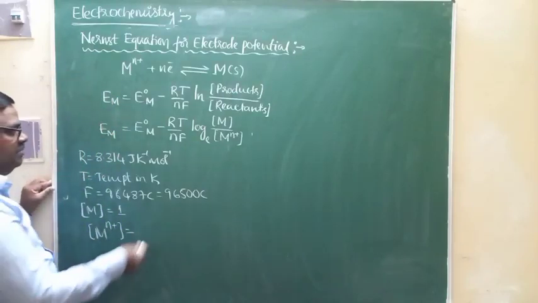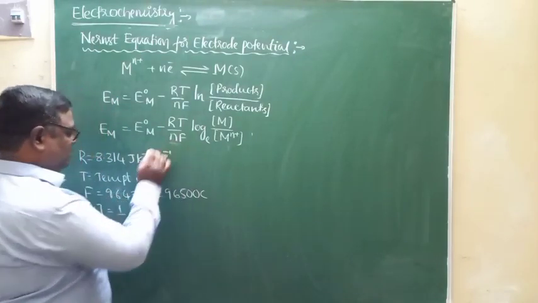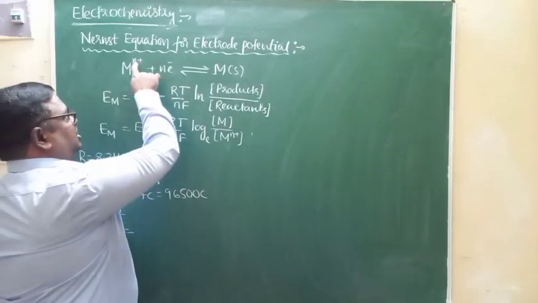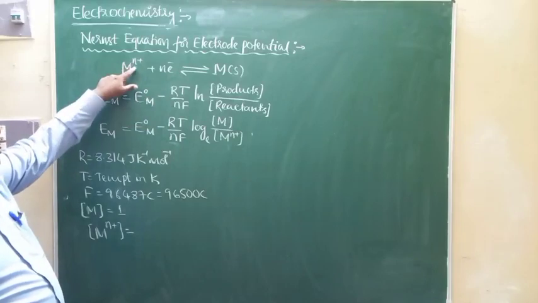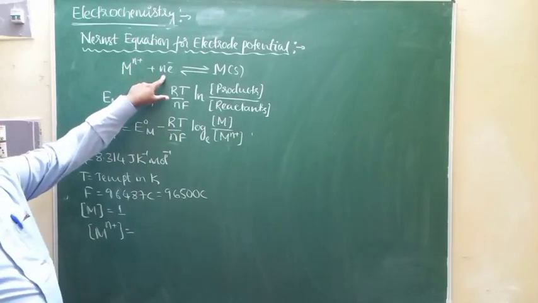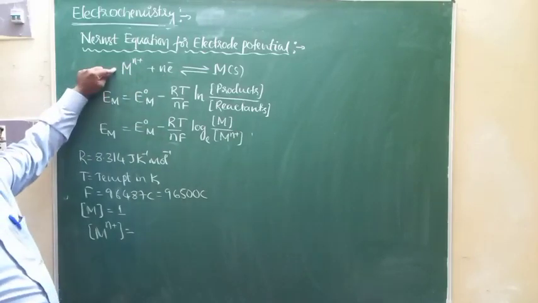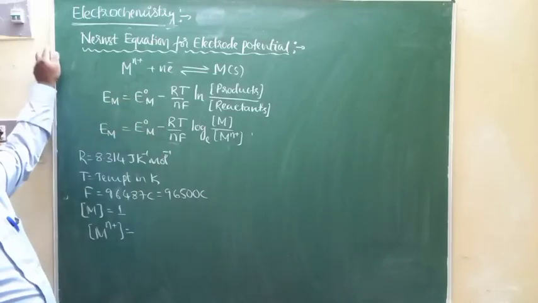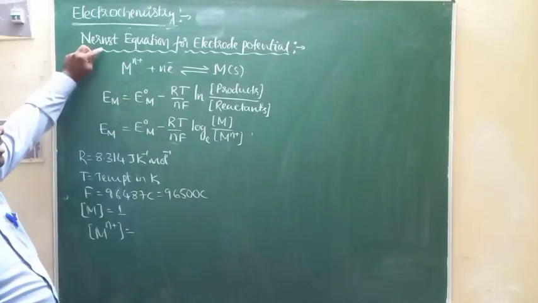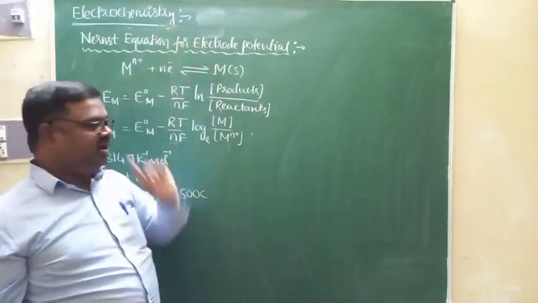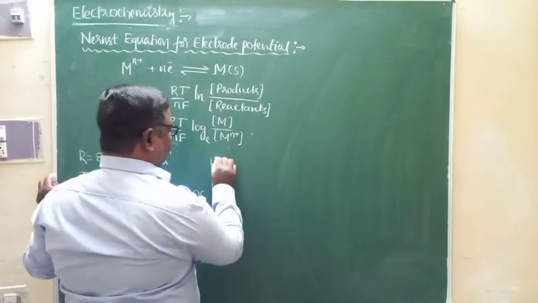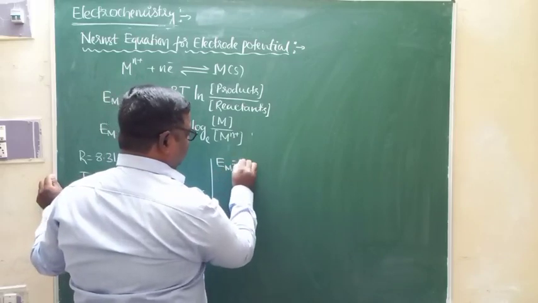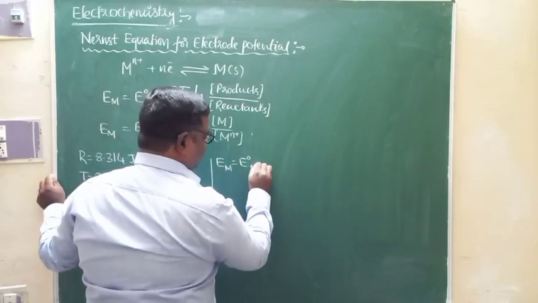Okay, now. And of course, as far as n is concerned, look at this, n is the charge of the metal ion. In this particular electrode reaction, n is the charge of the metal ion, or you can say the number of electrons gained by 1 mole of metal ion. That is what we call n, for this particular Nernst equation for electrode potential. Now at this moment, this particular equation becomes, right, E_M is equal to E naught of M.